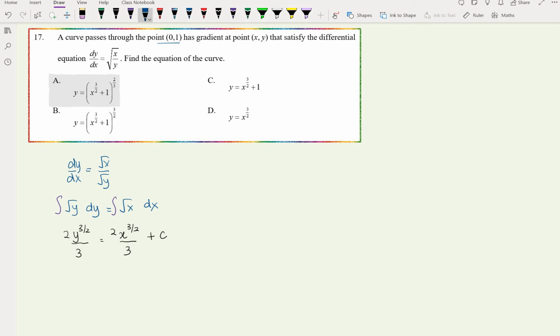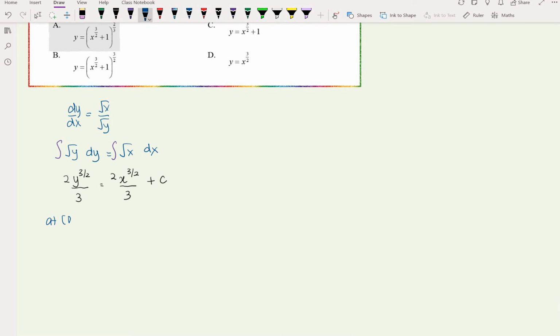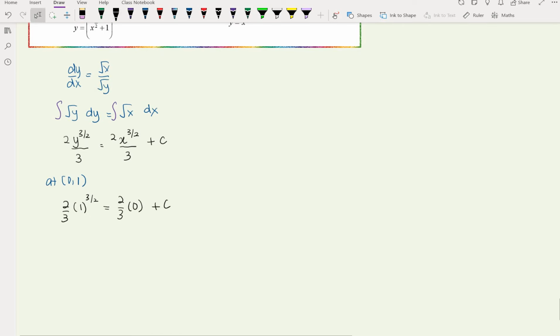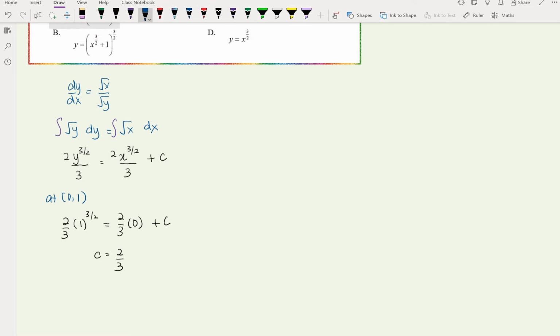Now, use our point. Kita tahu at point 0,1, kita akan dapat this equation is going to become 2/3 darab 1 kuasa 3/2 sama dengan 2/3 darab 0 tambah dengan c. So, kita akan dapat c is equal to 2/3. So my final answer untuk equation of that curve will be 2 over 3 y power of 3 over 2 is equal to 2 over 3 x power of 3 over 2 plus 2 over 3.